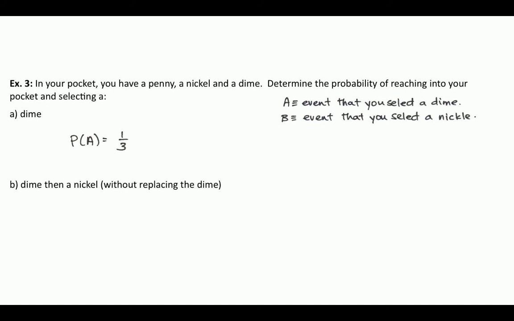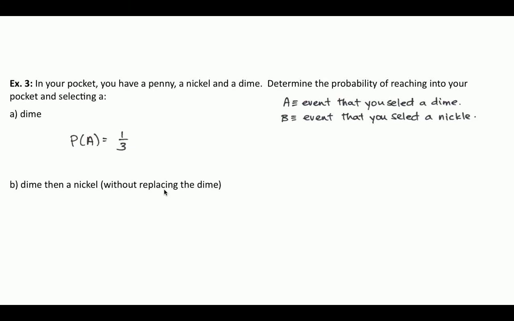The probability of that happening is 1 in 3. Okay, so now that we've set our event definitions, we can say, what's the probability that you reach into your pocket and select a dime and then a nickel without replacing the dime? Okay, so that's that without replacement we were talking about. Yes. So this phrase, without replacing, is kind of a dead giveaway.